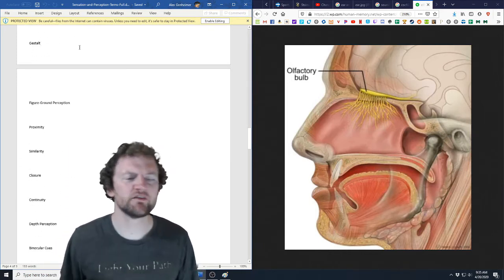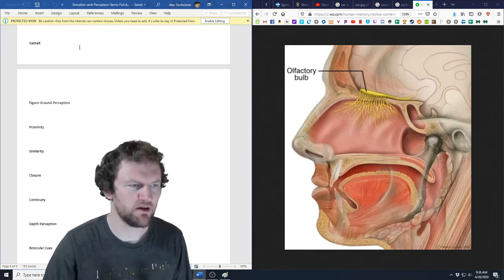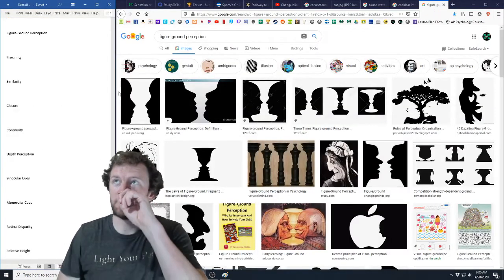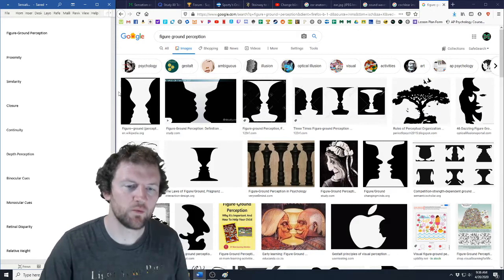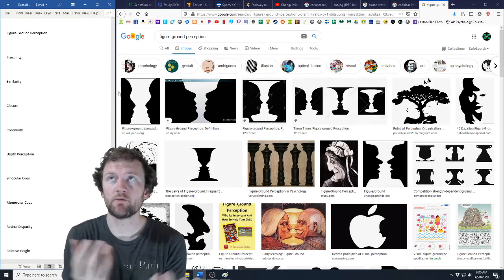The Gestalt principles. Gestalt's a really weird field of psychology which deals with perception. And there are several of the Gestalt principles. Figure ground perception, as we can see with these images, is whenever you're looking at an object, the object you're looking at becomes the figure, and the rest becomes the ground.